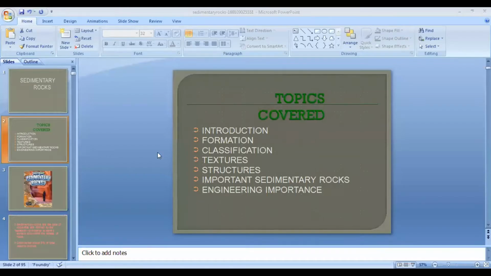Okay, so as we see, some of these include introduction, formation, classification, textures, structures, important sedimentary rocks, and engineering components. So the problem that we faced last time when we were referring to some of the textbooks is that it was a little harder for us to understand from the textbook. So now we have a presentation coming in.